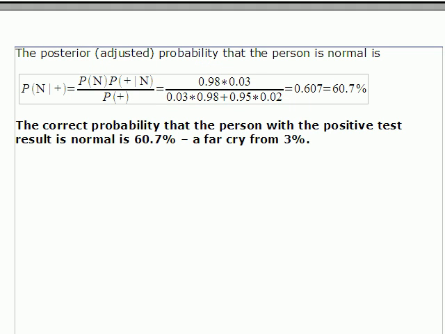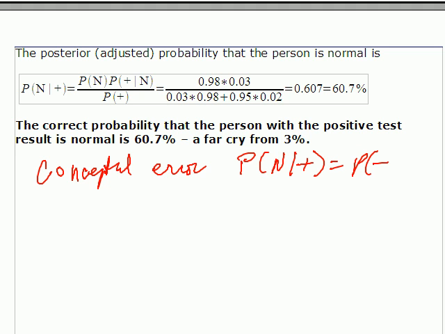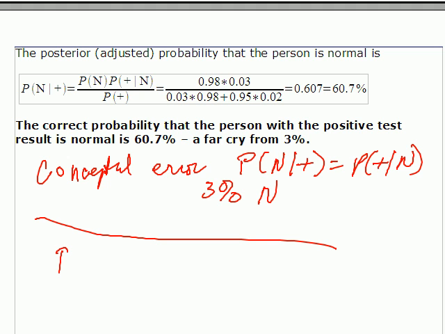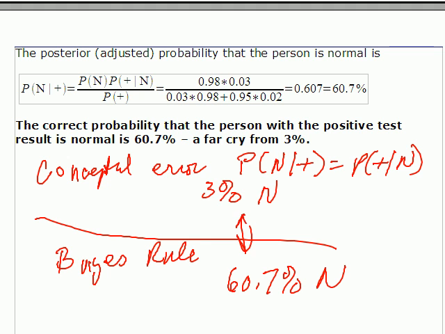Okay, look at the difference. If we make the conceptual error, then there's only a 3% chance that that person is normal. If we use Bayes' rule and do the problem correctly, we find there's a 60.7% chance the person is normal. That's quite a difference.